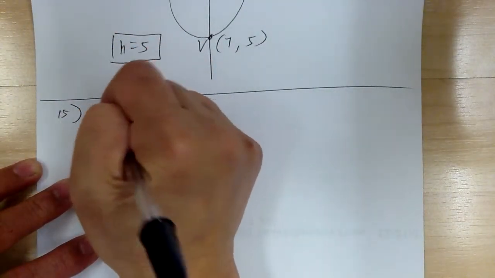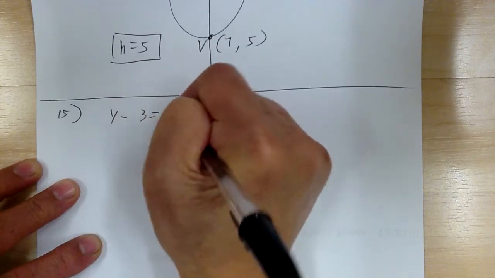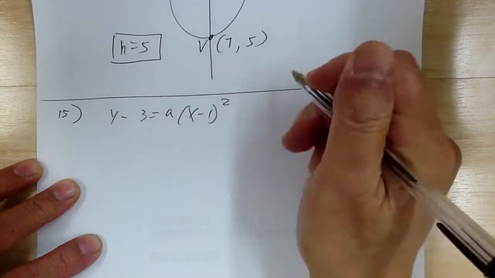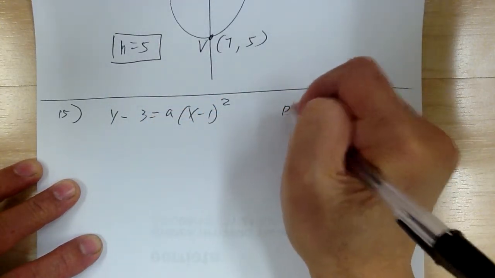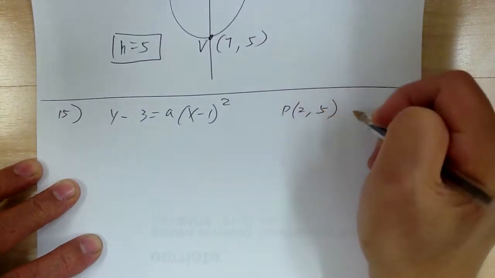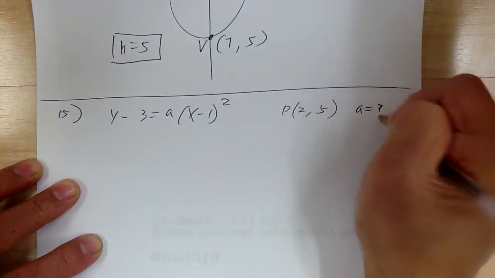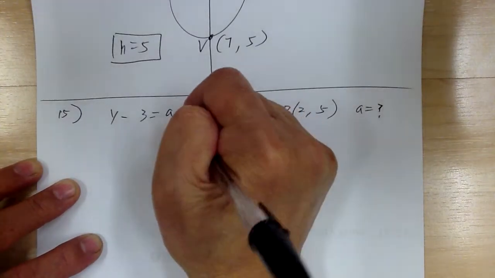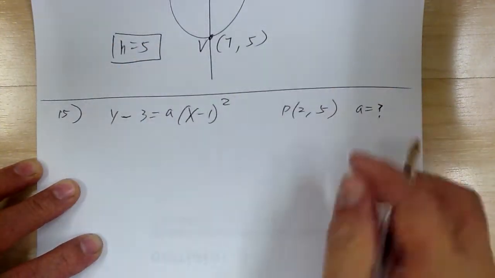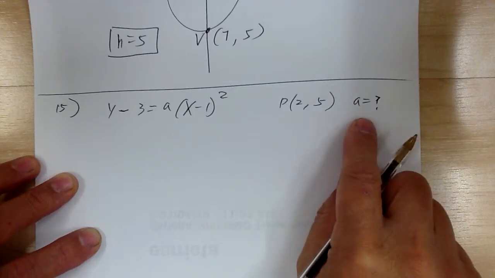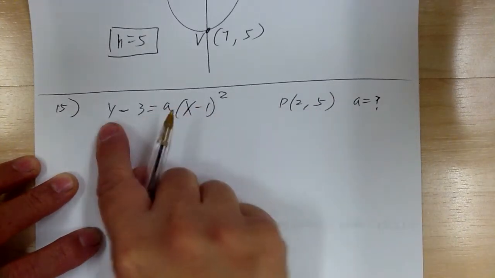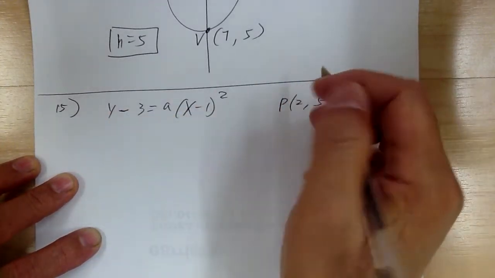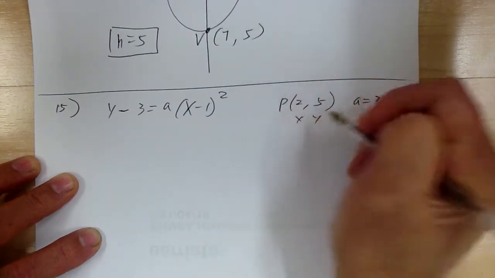Okay, the parabola has y minus 3 equal to 8 times x minus 1 squared, and it passing through the point at 2, 5, and you're looking for a. So make sure you write down all your information. Okay, so if you're looking for a, you just go and substitute this into here, and you can solve for a. So that's your x and the y.